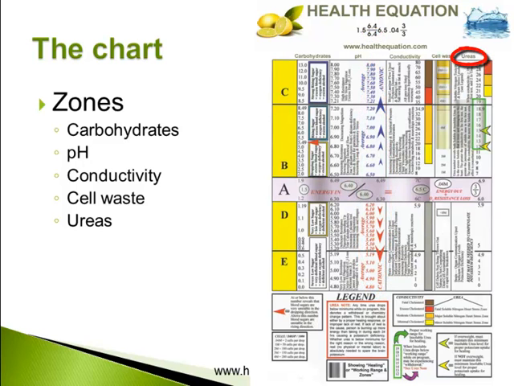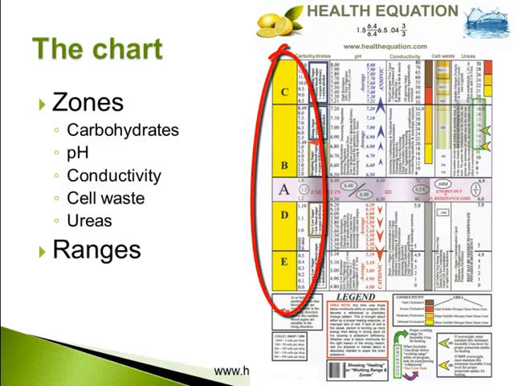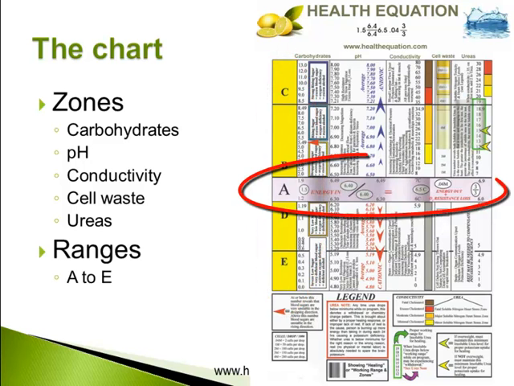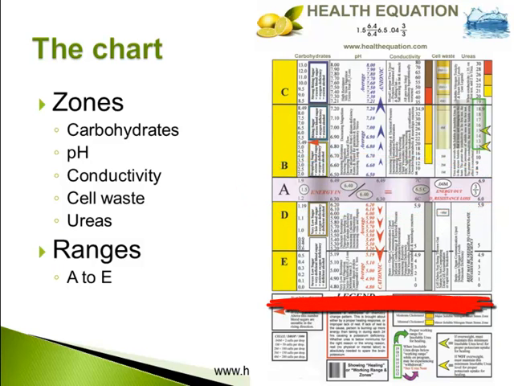When we look at the urea numbers, we measure the nitrate nitrogen and display it at the top of the health equation, and the ammonium nitrogen, which is displayed at the bottom of the health equation. In the urea zone, these two numbers are added together and displayed as one number. This chart is also divided into 5 ranges numbered from A to E, where the A range is the ideal range for good health.